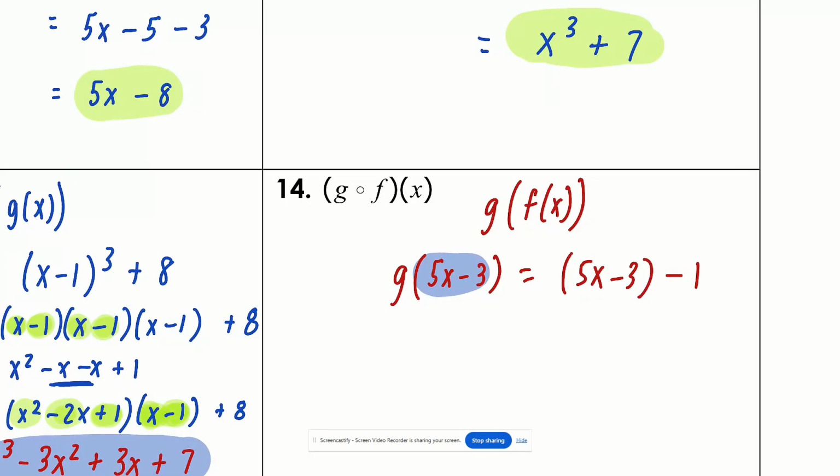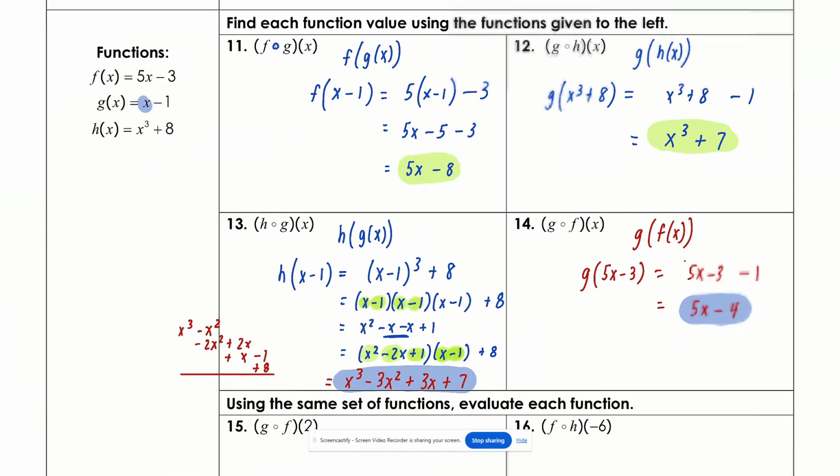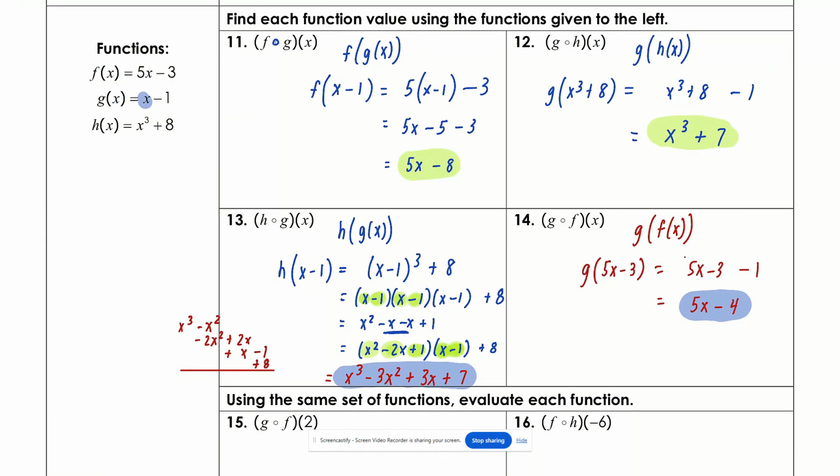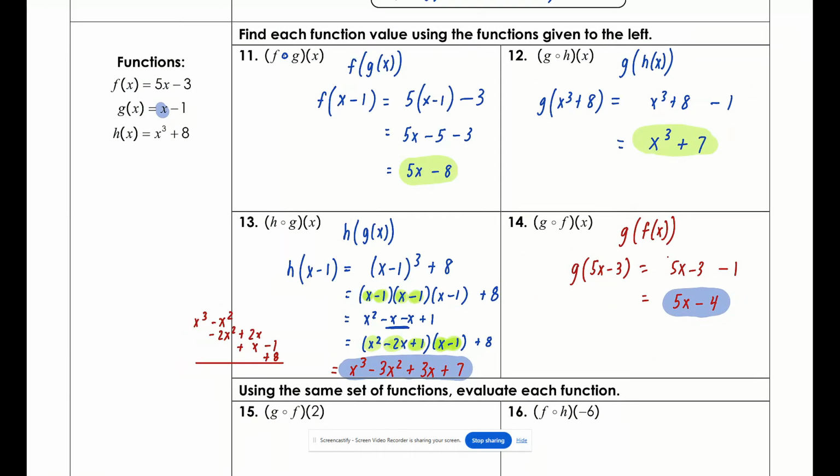Now, I can't do anything with those, so I don't really need these parentheses. I'm going to erase them. And then combine my like terms. Well, 5x has no like term, and negative 3 minus 1 is negative 4. So literally, my final answer, my g of f of x equals 5x minus 4. So way easier than number 13. 13 is the most challenging one, obviously.